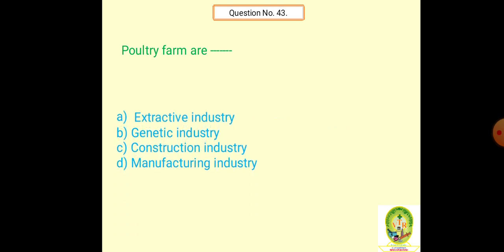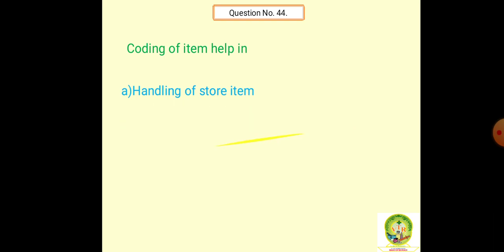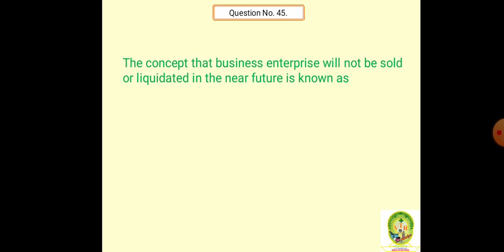Voluntary farm is dash dash dash. Options are A. Extractive industry, B. Generic industry, C. Construction industry, D. Manufacturing industry. Right answer is B. Coding of item helps in. Options are A. Handling of store item, B. Standardization of drug, C. Reduction of drug, D. All of above. Right answer is A.